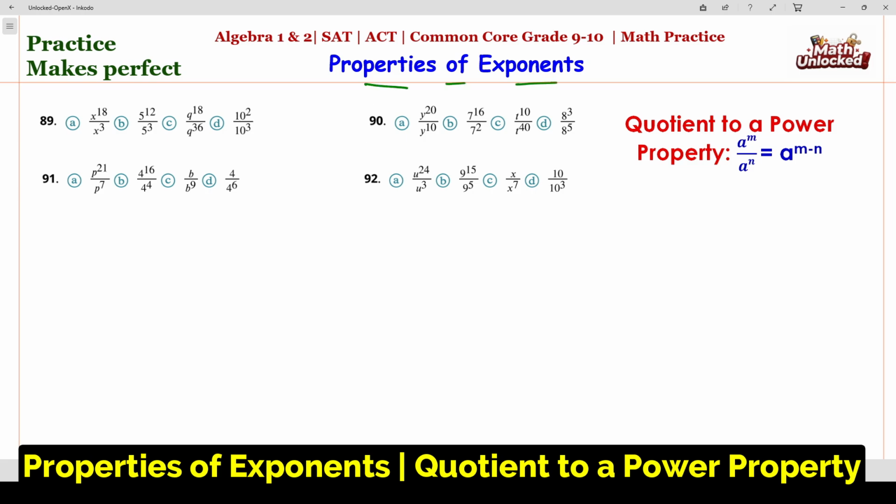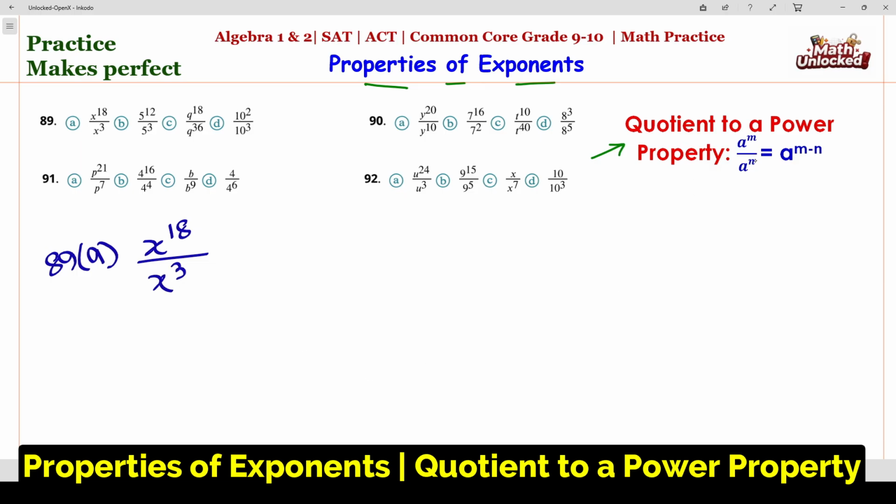Properties of exponents. Today's topic: quotient to a power property. First question, 89a: x to the power 18 divided by x to the power 3.